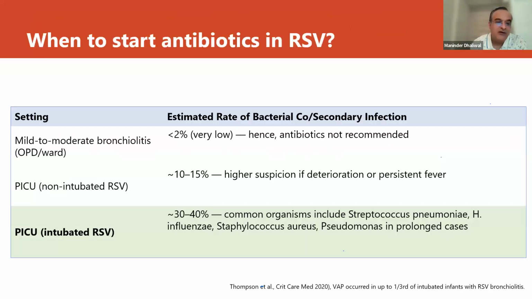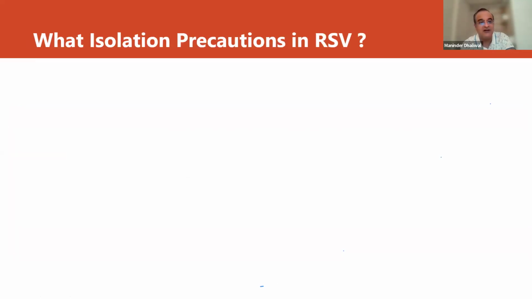So when to start? Again, this question comes. You remember that the incidence of bacterial co-infection is very, very low in mild to moderate, and also very low in non-intubated RSV. So there is no point of adding azithromycin or ceftriaxone for these patients, or even Augmentin. But intubated RSV who has deteriorated despite your HFNC or CPAP, and because of stay in your ICU, there might be a risk for these patients to get secondary infection. At that point, you might consider giving antibiotics. Otherwise, there's no point of routinely using antibiotics in RSV.